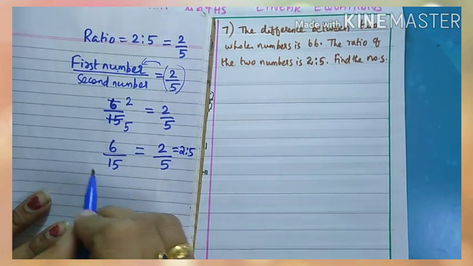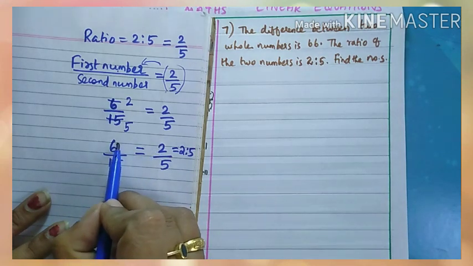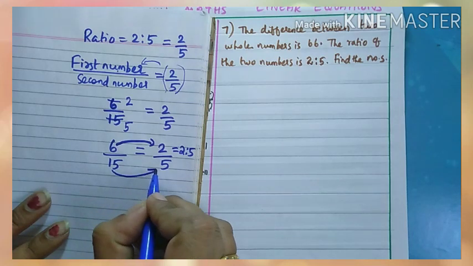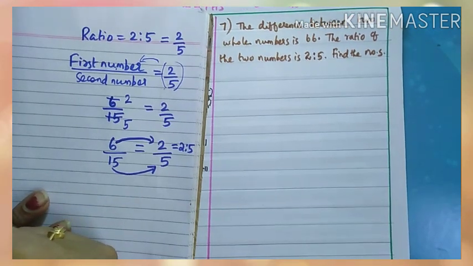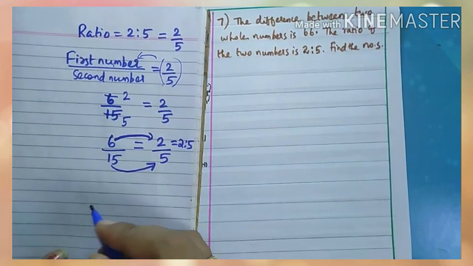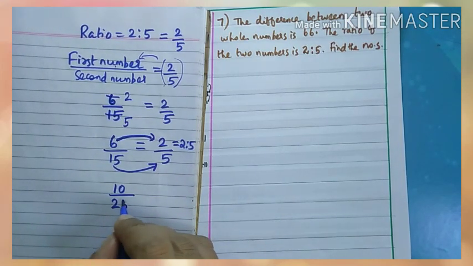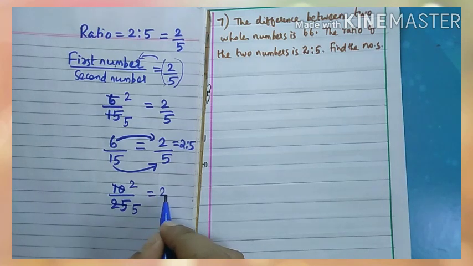So what you understood from this example? You see this number, this 6 is a multiple of 2, correct? And this 15 is a multiple of 5. Okay. Yes, for your understanding, if I am telling another example, I am telling 10 by 25. Okay, 10 by 25. Can I reduce by 5? Yes. 2 5s are 10, 5 5s are 25. So here also I got 2 by 5.